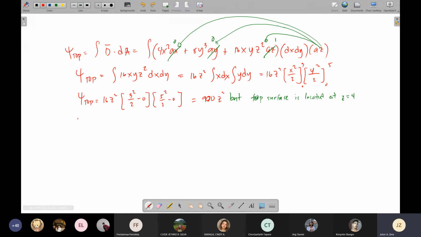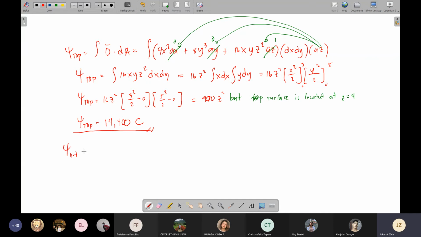Flux sa top becomes 900 times 4 squared. That is 14,400 coulombs. So you have the flux sa top.